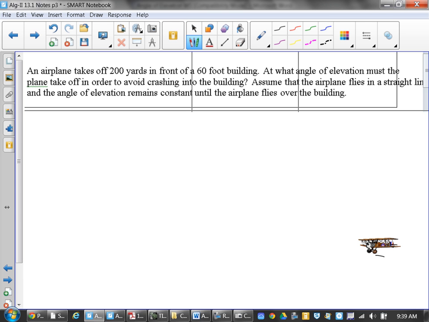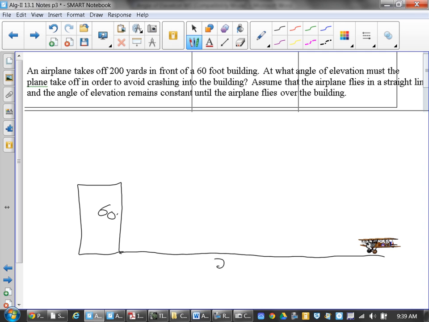So the airplane is on a runway, and that runway is 200 yards from a 60-foot tall building. Now here's the thing. A lot of these types of problems will switch between units just to annoy you. My recommendation is to always convert to the smaller of the units. By doing that, you will alleviate having to worry about a fraction or a decimal equivalent.